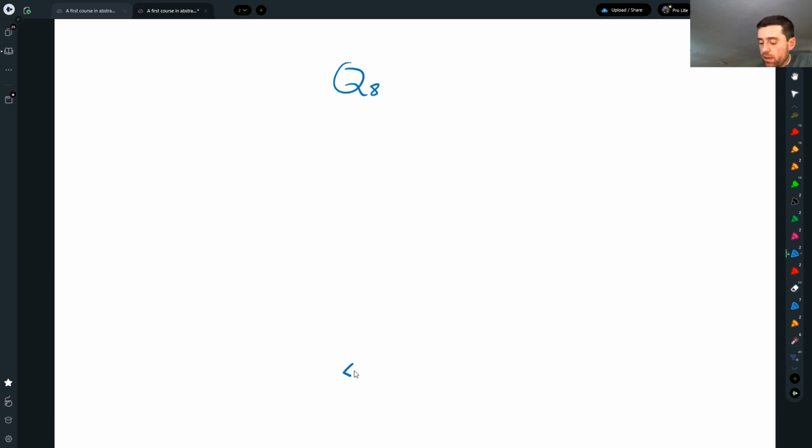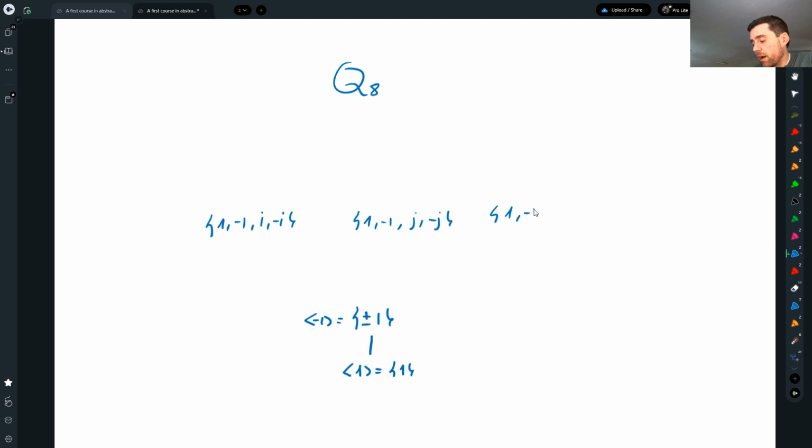I have Q8, and I have the subgroup generated by 1, which is just here. And on top of that, there's a subgroup which is the subgroup generated by -1, also cyclic. And then there is the subgroup generated by I: 1, -1, I, and -I. There is the subgroup generated by J: 1, -1, J, -J. And then there is the subgroup generated by K. I have 1 and -1 and K and -K.